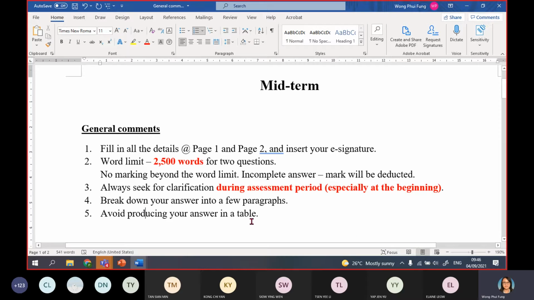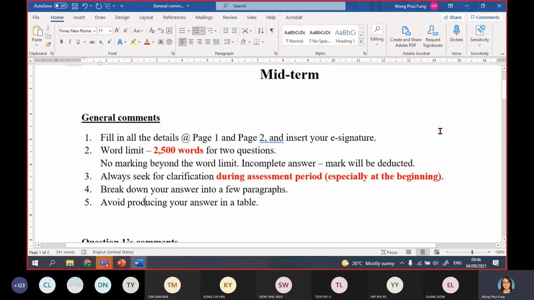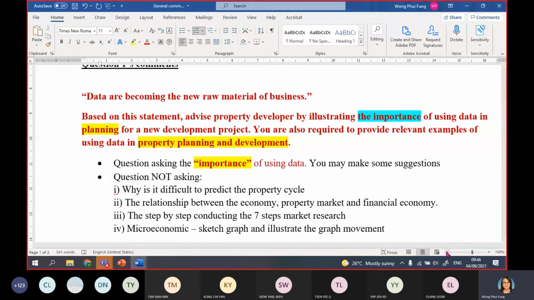Okay, last one, I want to remind you again. If you produce your answer in a table, that table gets no marks. So please do not waste your effort. Your assessment is time-based, so please make sure you don't waste your time producing the table. The table has no marks. Focus on the writing part and the elaboration. Okay? All right. Question 1.